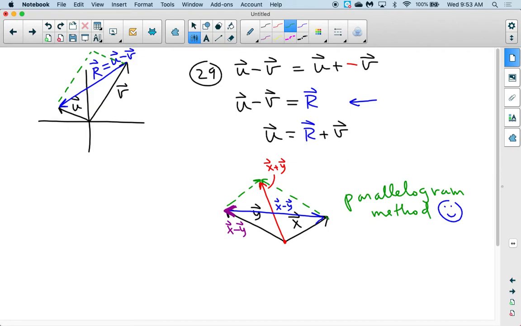Right. Notice again, u minus v starts from the head of v, the guy you're subtracting, and comes back to the guy you're subtracting from. The r here in the picture is the vector you would add to v to get u. Okay, so a little lesson there on adding and subtracting vectors. I hope that made some sense.